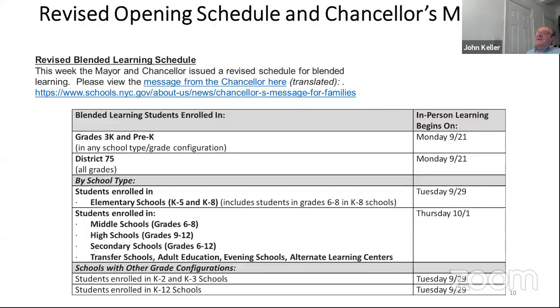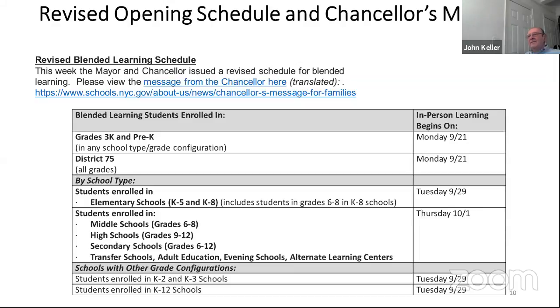And then this is the revised opening schedule, and just as of today, pre-K and 3K will be open on Monday. All grades of District 75, which is special education, will be open on Monday. And kids enrolled in elementary schools, K-5 and K-8, including kids that are in 6-8 and K-8 schools, won't open until a week from today, actually, the 29th.